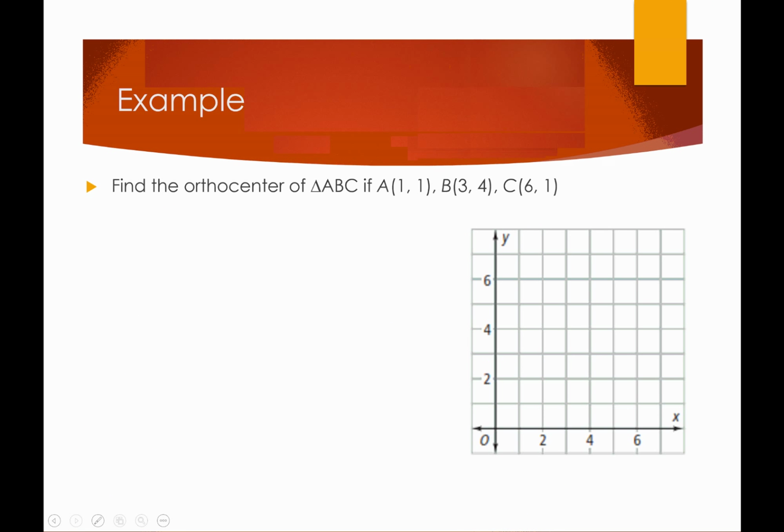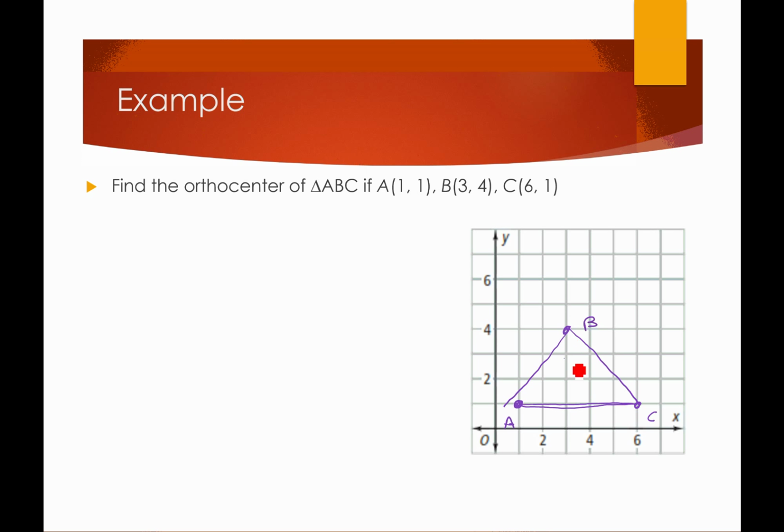So I want to find the orthocenter of triangle ABC. So A is (1, 1). Let's see if I can graph this right today. (3, 4) is B, and (6, 1) is C. All right. So now if I want to draw in my altitudes, I'm going to use a different color for that.